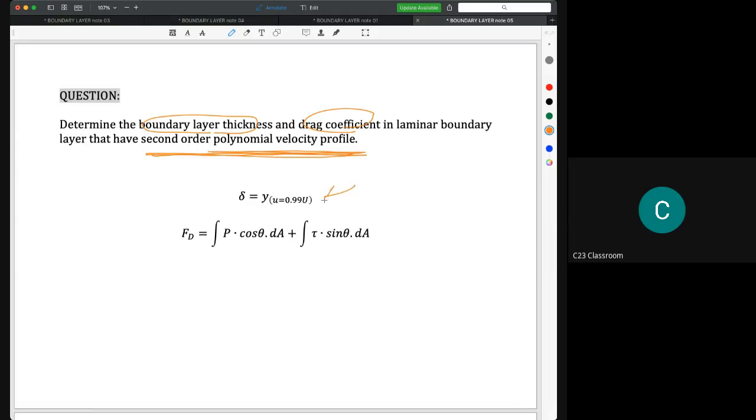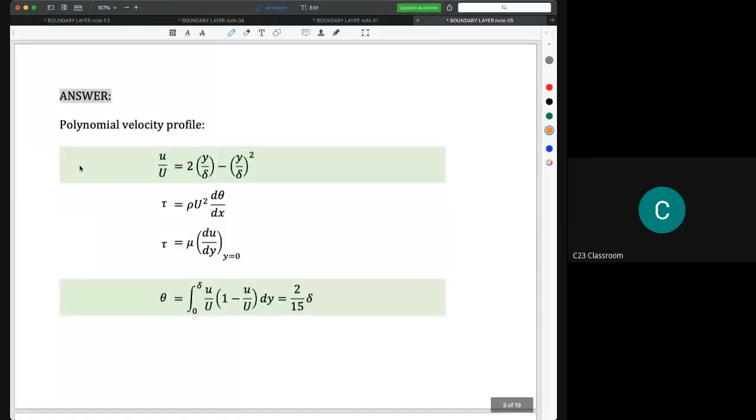So delta is the boundary layer thickness, defined as the y at which u equals 99% of capital U. This means we cannot calculate it straight away from this equation, because this equation is very simple, and the drag force can be calculated by using this idea. Okay, so I shortcut the process.